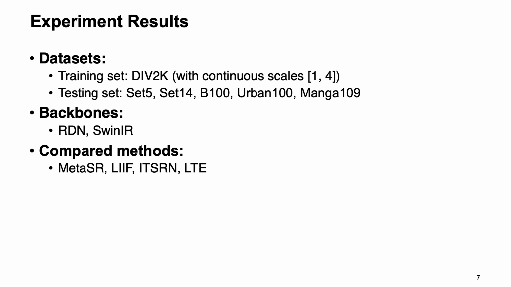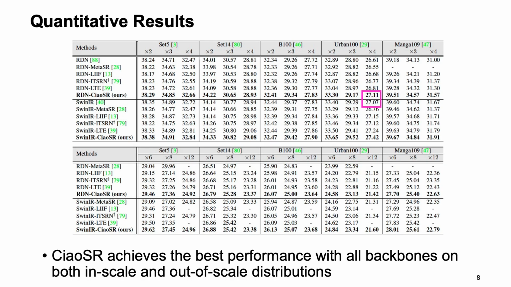For the arbitrary-scale SR task, all models are trained on the DIV2K dataset, and we test on standard benchmark datasets. We use RDN and SwinIR as the backbones by removing the upsampling module. This mainly considers the previous state-of-the-art arbitrary-scale SR methods. This table shows the quantitative comparison with the state-of-the-art methods for in-scale and out-of-scale SR on benchmark datasets. In-scale means the discrete scales are included in the training, and out-of-scale means the model has not seen the scale before. It helps to evaluate the generalization performance of the models.